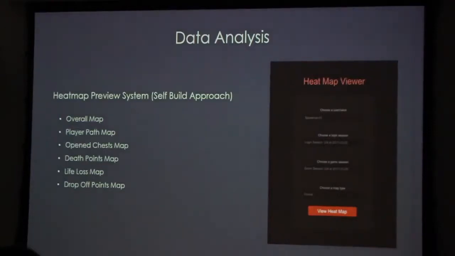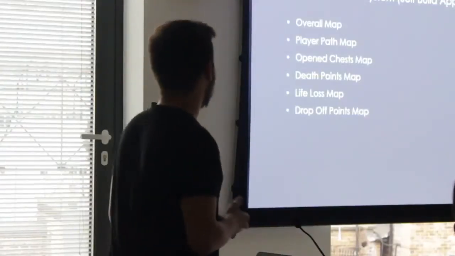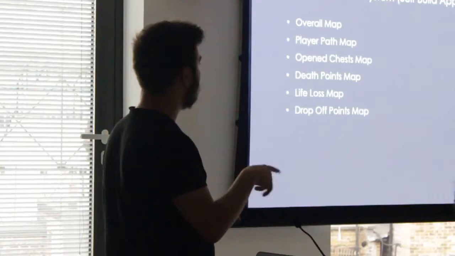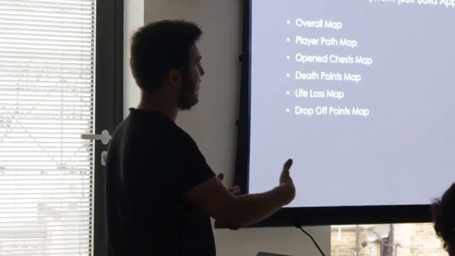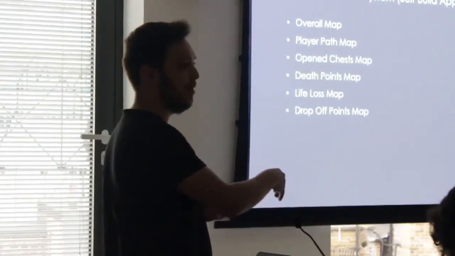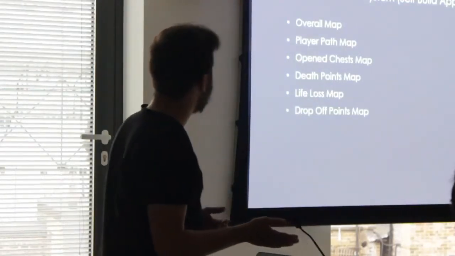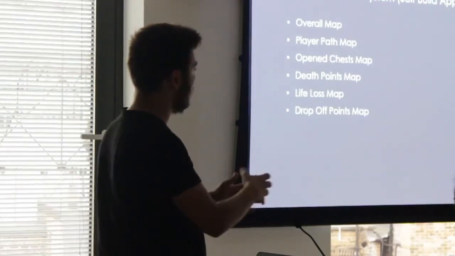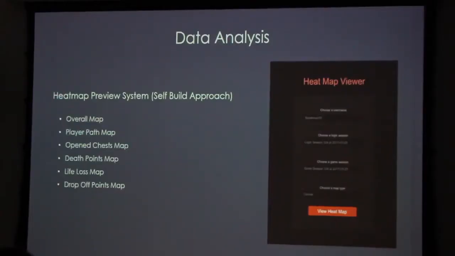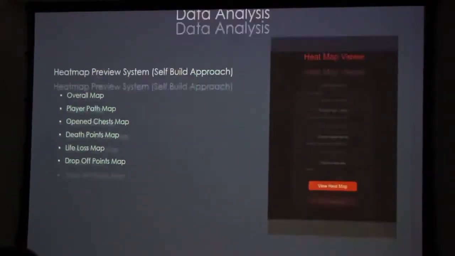So that's pretty much the Heatmap preview system. I have 6 different types of maps. I have an overall map which shows pretty much all the ones underneath in one single map, so you can analyze everything at once. And I have specific ones, like the player path, to see exactly where the player went, represented by colored heat maps, with different colors for how much the player stayed in one place. You have the open chest map, which shows which chests in the level the player opened. Then the death points map, life loss map, and drop off points map.